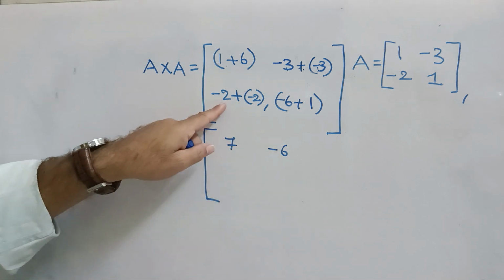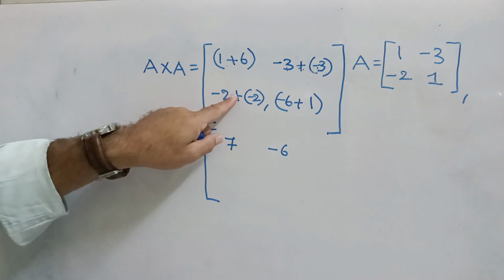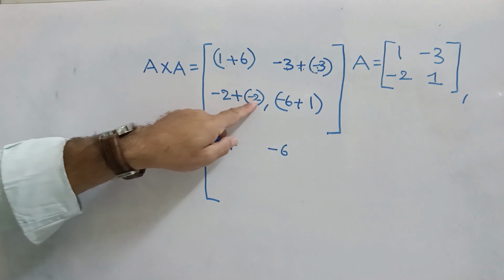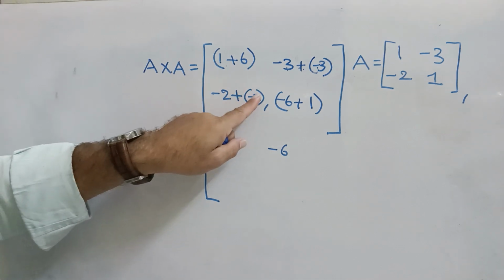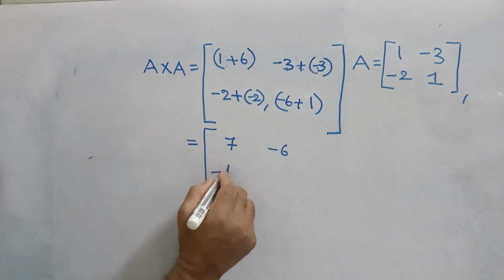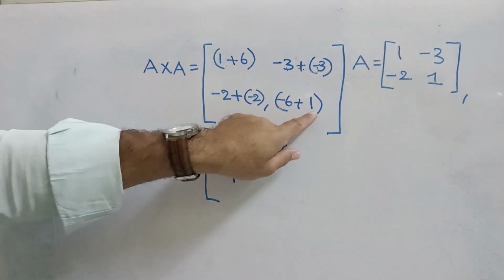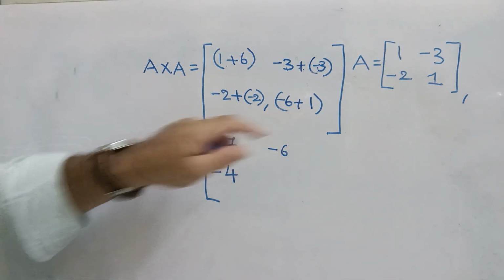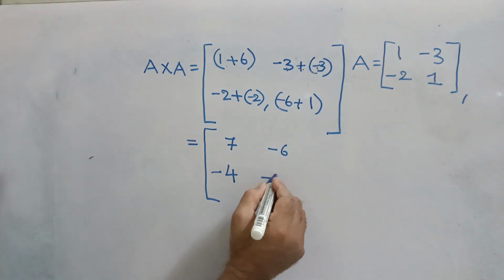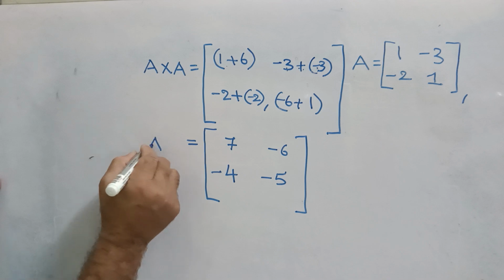Getting? Coming to here, it is minus 2. Again it is minus 2. Plus into minus is minus 2. Therefore the center is minus 2, minus 2, minus 4. And coming to here, minus 6 plus 1, how much? So it is minus 5. This is what your A square is, my dears.